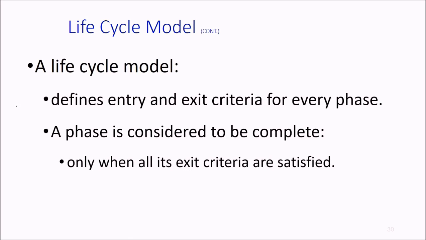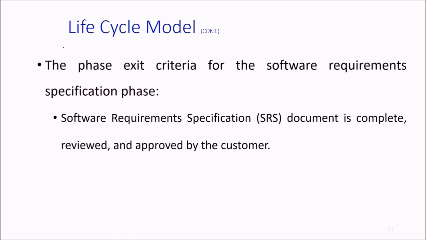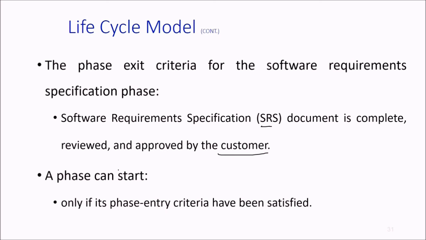A lifecycle model defines exact entry and exit criteria of every phase. There are certain deliverables, and the phase is considered to be complete only if all its exit criteria are satisfied. For instance, the exit criteria for the software requirement specification phase: the SRS document is complete, reviewed and approved by the end user or the customer for whom the software is being made. A phase can start only if its entry criteria have been satisfied.